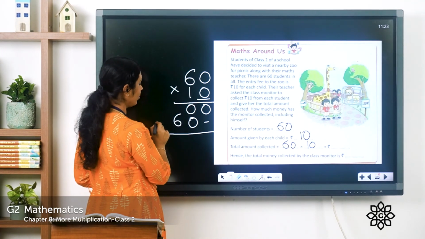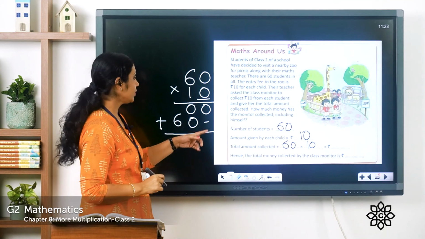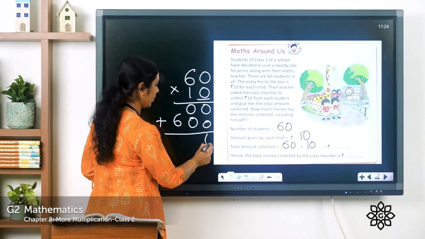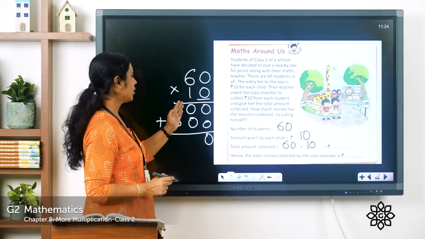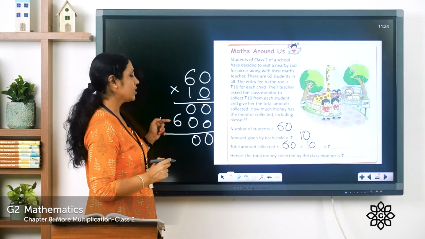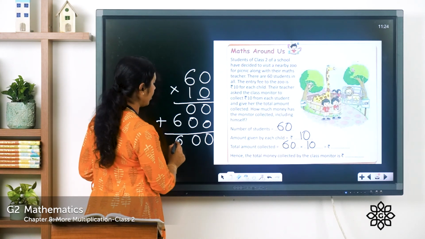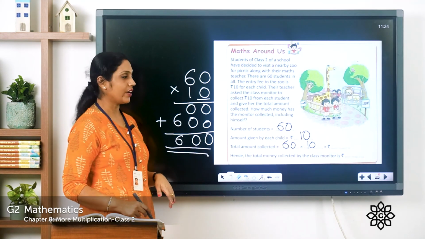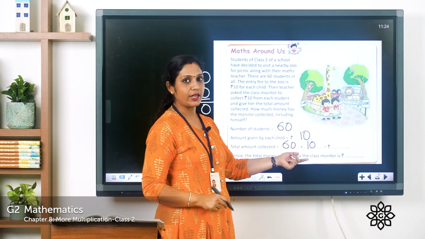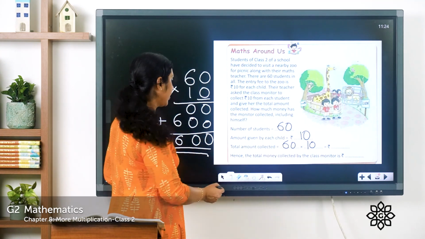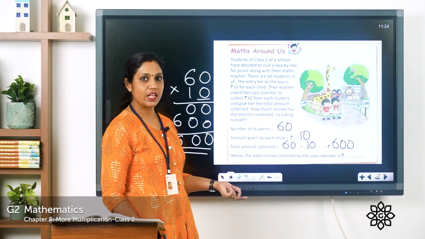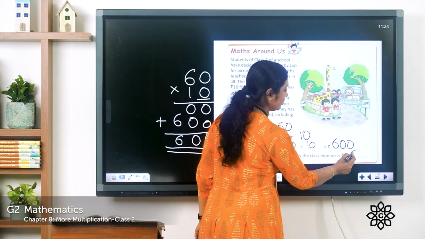And now we have to add it. Here there is no number, so you can see 0 plus 0 is 0. The second place, 0 plus 0 is 0, and in the hundreds place you get the number 6. So write it along with the answer and you get the answer 600. So the total amount collected is equal to 60 into 10, that is equal to 600. Hence the total money collected by the class monitor is ₹600.